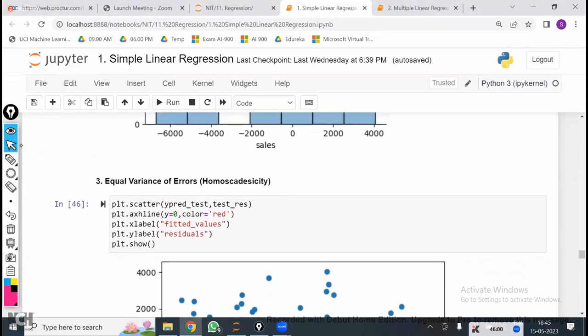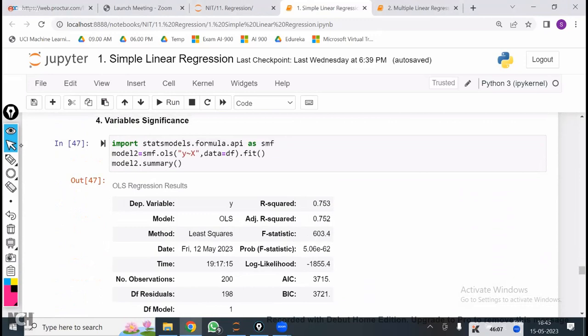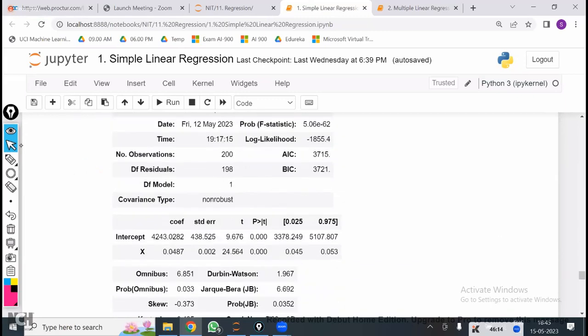So let us see this with respect to equal variance of errors. The errors should have equal variance. And the last one is variable significance. Every variable should be significant, meaning whether we have to consider that variable or not. How do we decide? By that particular variable's p-value. If the p-value is less than 0.05, we have to consider that variable. If the variable has a p-value more than 0.05, we have to delete that variable. Simply, we have to delete it.